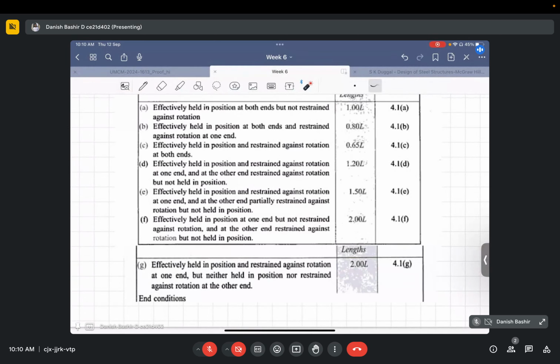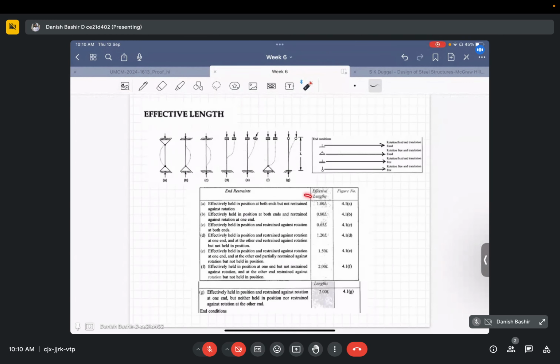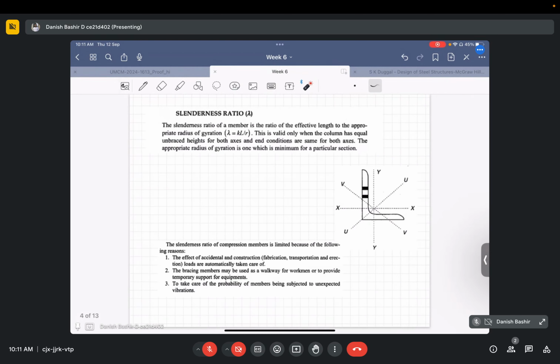I hope this point is clear to you guys, how we find the effective length in different cases. You have to remember all these effective lengths because we are going to use them in numerical examples. Then we have slenderness ratio. What do we mean by slenderness ratio?